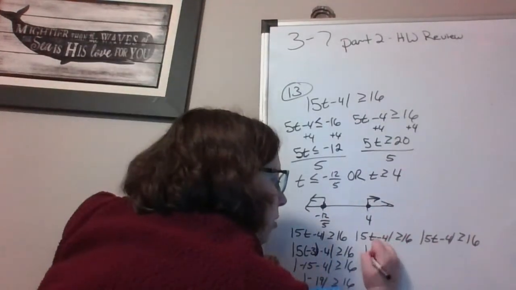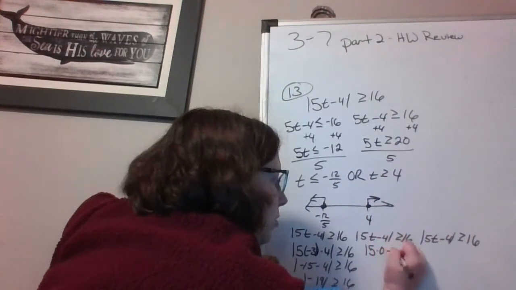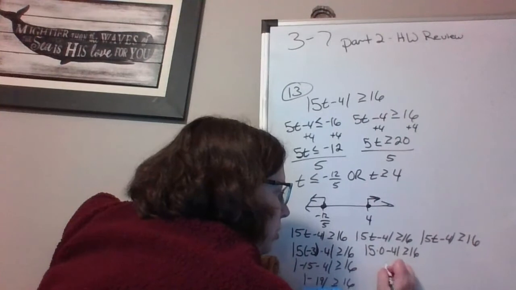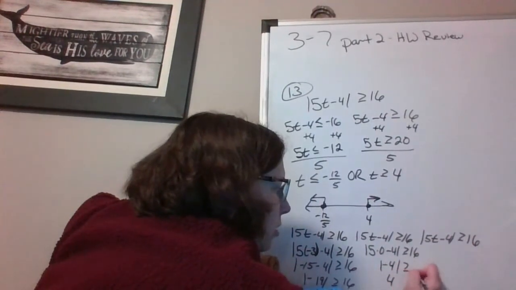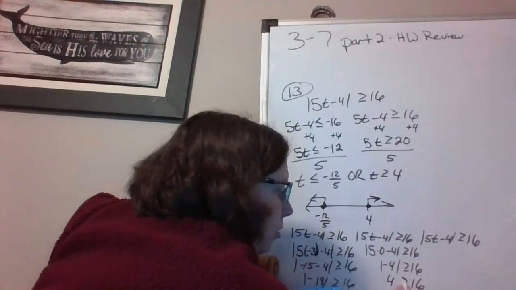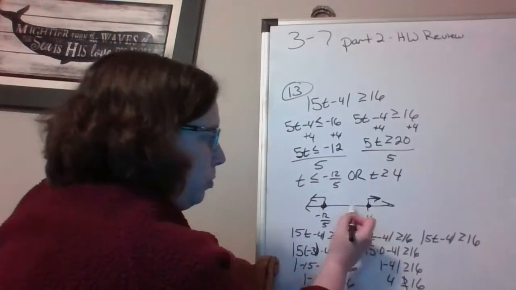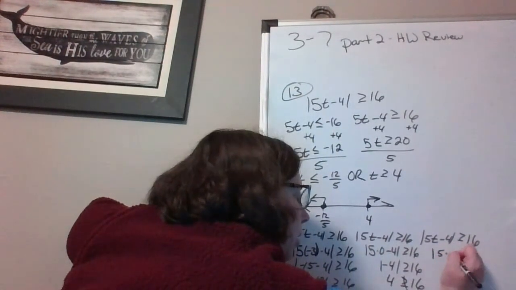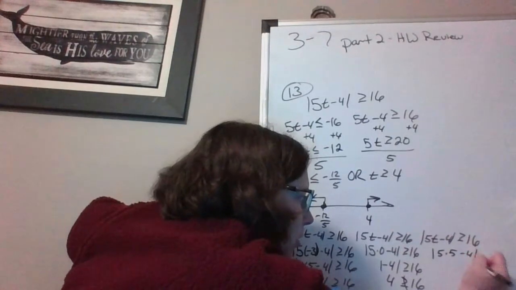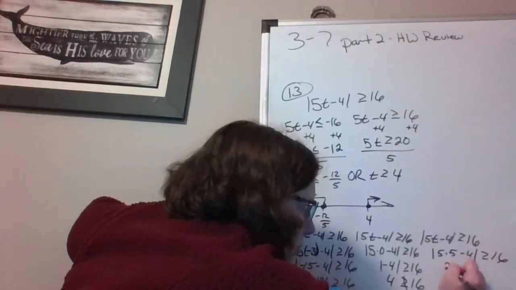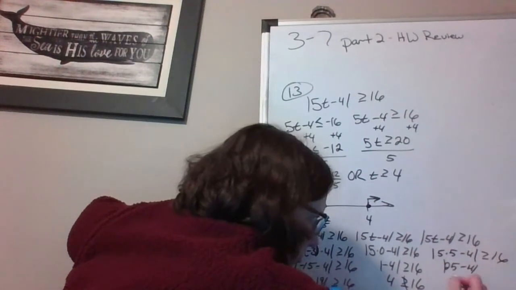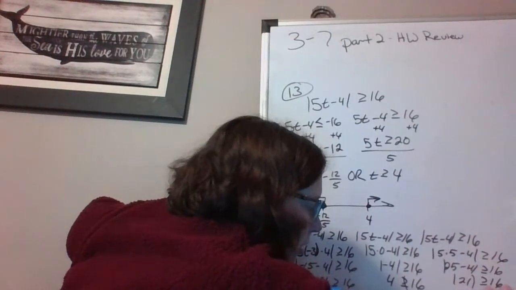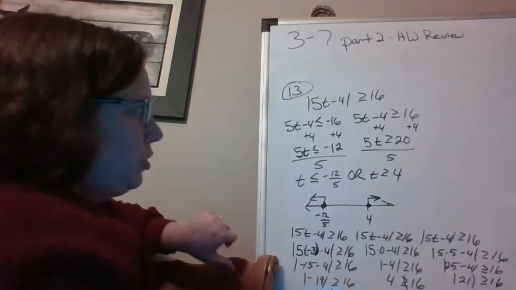For something that will not work, I'm going to plug in 0. And 5 times 0 would be 0. 0 minus 4 is -4. -4 is greater than or equal to 16 is not true, which is perfect because we didn't want it to work. And then something greater than 4, I'm going to plug in 5. So we end up with 21 is greater than or equal to 16, which is true.